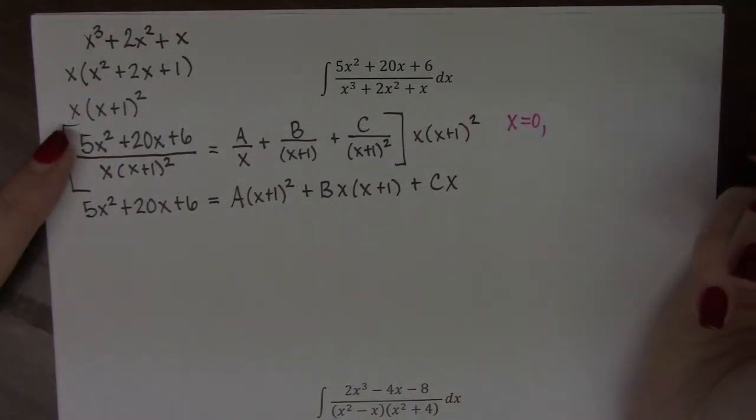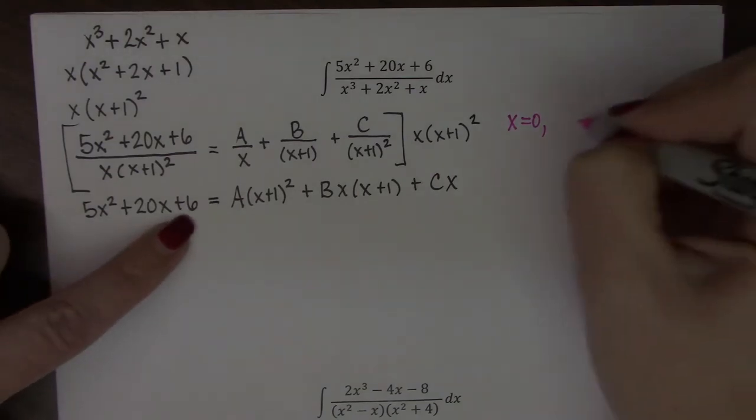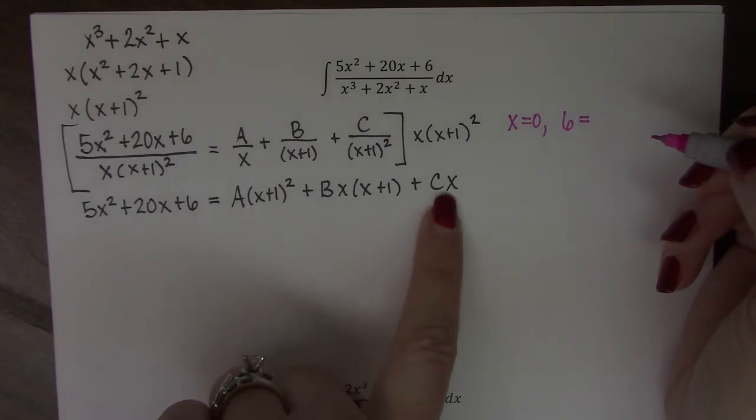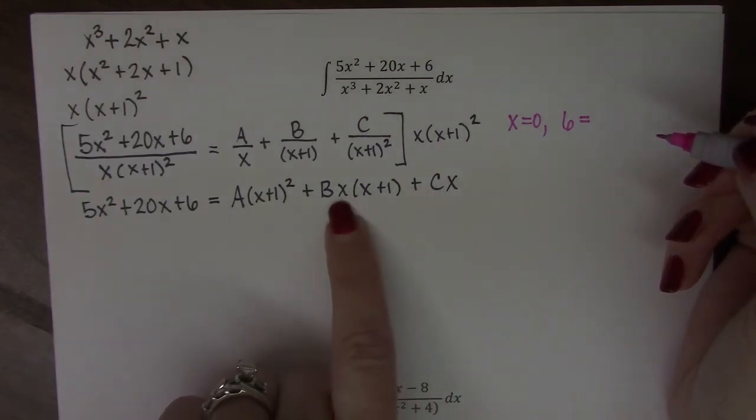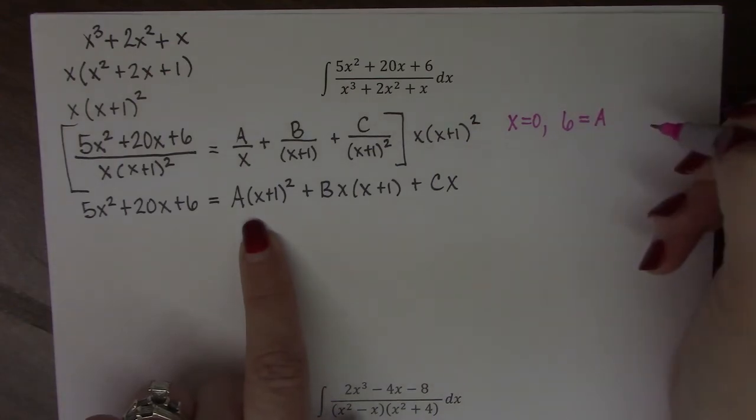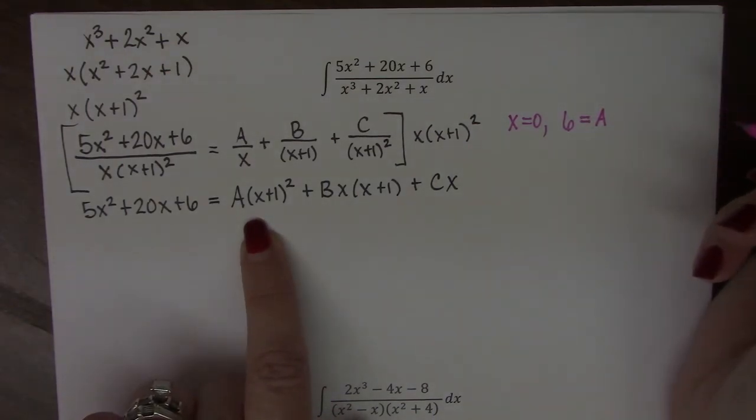So when x equals 0, the left side of this equation is just 6. But when I plug in x equals 0 over here, notice this gets zeroed out, this gets zeroed out, so all I'm left with is a times 1 squared, which is just 1, so 6 equals a. So that one was pretty straightforward.